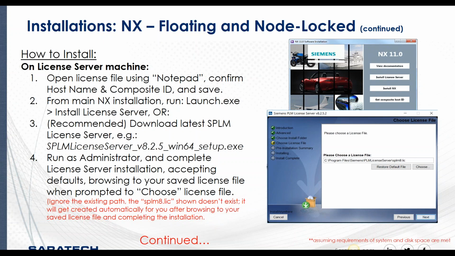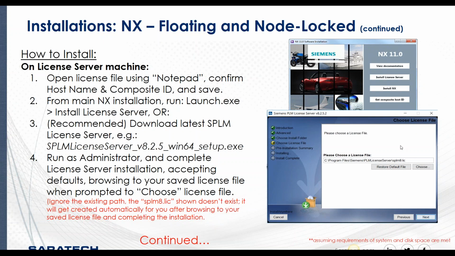Once you have the most updated license server, don't forget to run as administrator, and then just go through the complete license server installation. You're probably going to just choose all the defaults until you get to the license file. So you have to make sure that you click choose and select the license file that you saved locally.